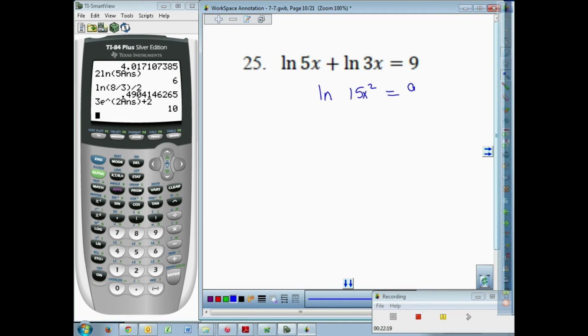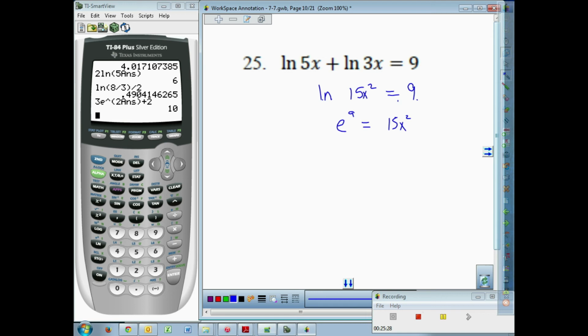You know that you should multiply those arguments together. I hope you can take 5x times 3x without my help. Keep going. Talk it out. So what's the base? e to the 9 equals 15x squared. Cool. And if you talk yourself through it, you'd be pretty good at solving for x.